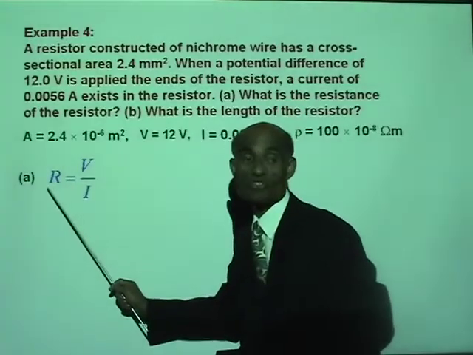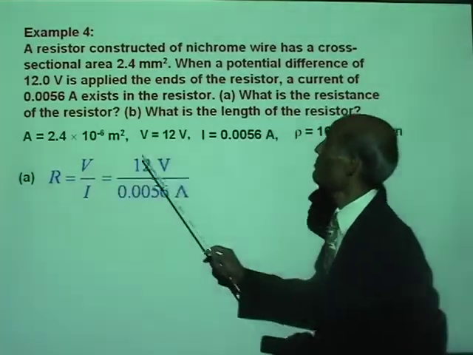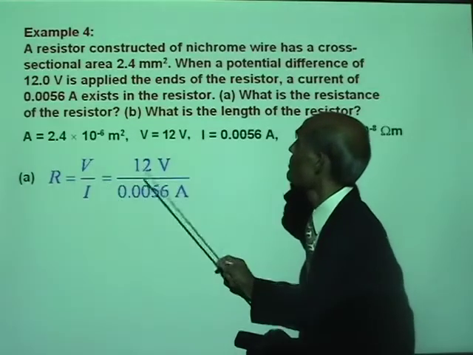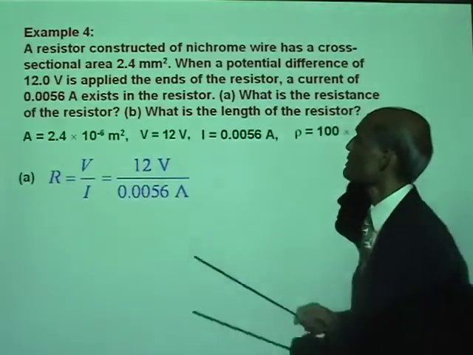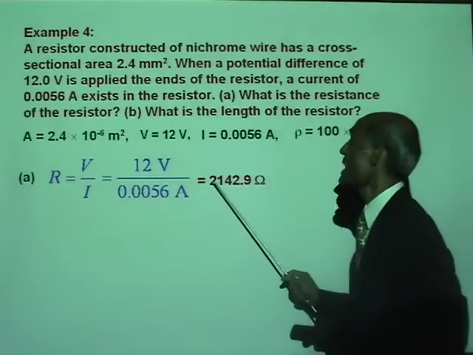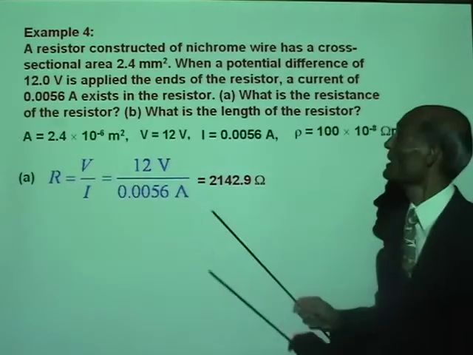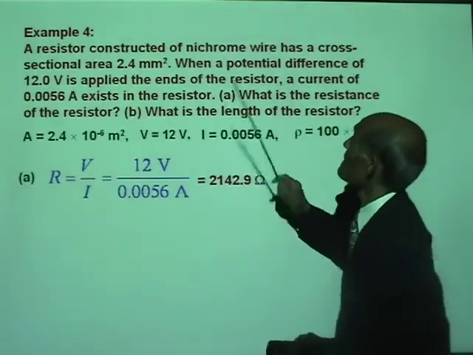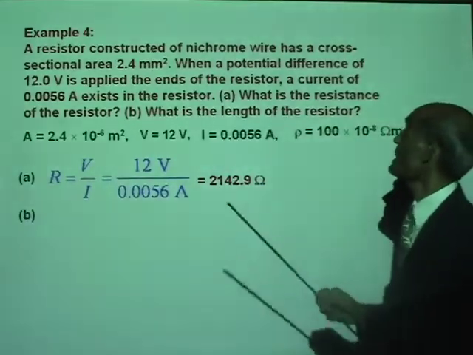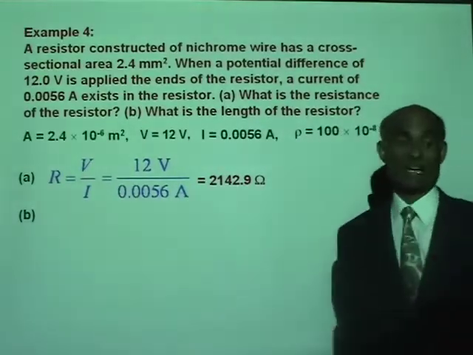Well, resistance is voltage divided by the current, and the potential difference is 12 volt. The current is 0.0056 ampere, and that gives you 2142.9 ohms. That is the resistance of that nichrome wire. B, what do you want? What is the length of the resistor?